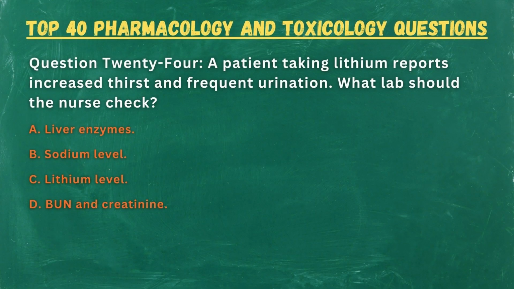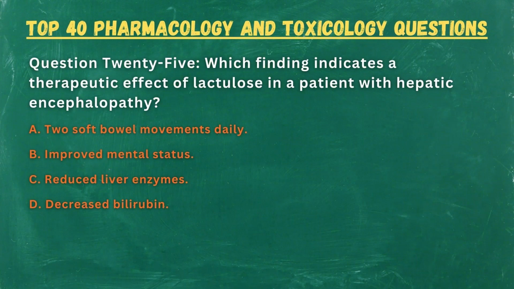Question 24. A patient taking lithium reports increased thirst and frequent urination. What lab should the nurse check? A. Liver enzymes. B. Sodium level. C. Lithium level. D. BUN and creatinine. Answer: C. Lithium level.